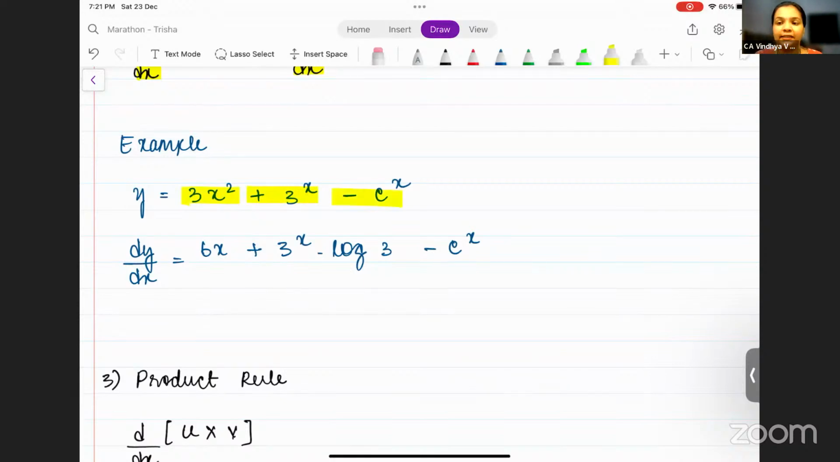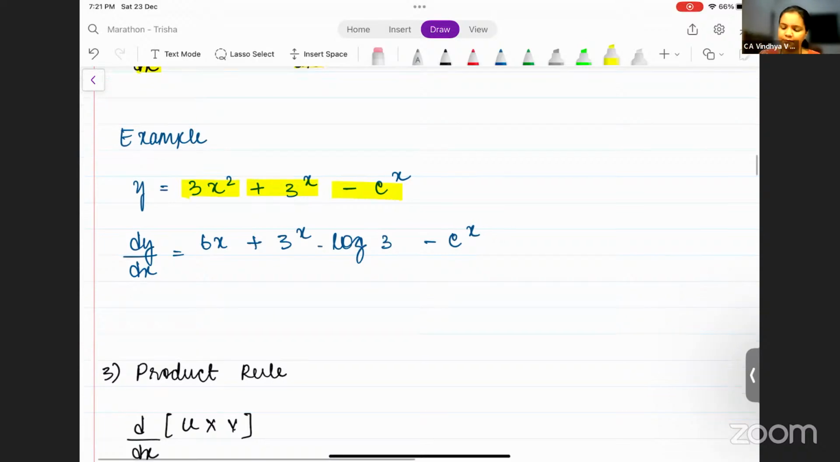What is the derivative of 3x square? It is 3 into 2x, 6x. What is the derivative of 3 to the power x? 3 to the power x is in the form of a to the power x, which is 3 to the power x into log 3. And what is the derivative of e to the power x? e to the power x itself. So whenever it is addition or subtraction, you have to find the derivative separately, okay?